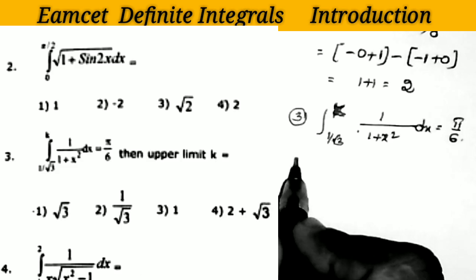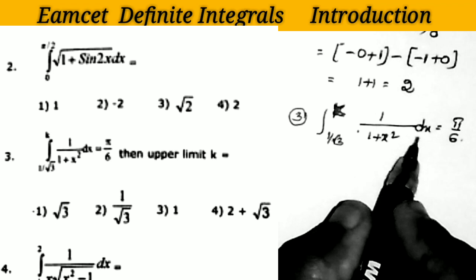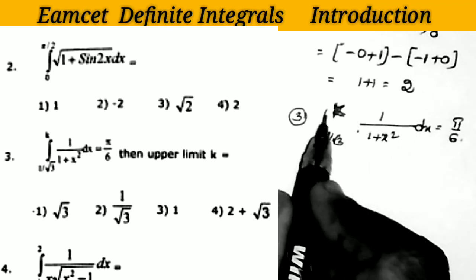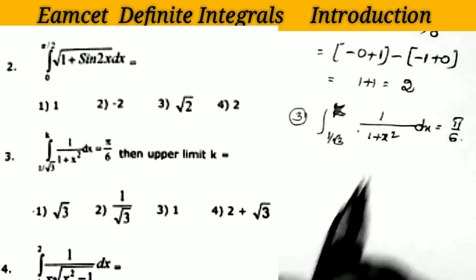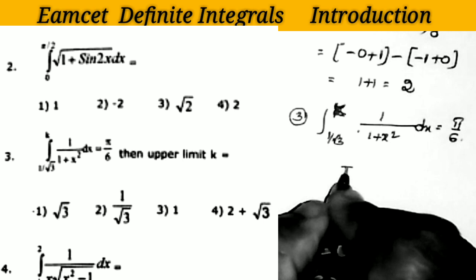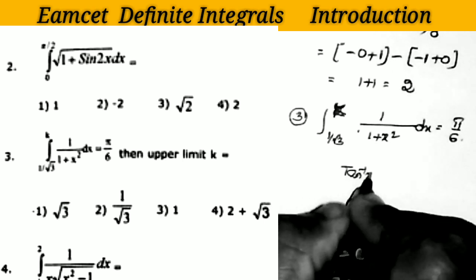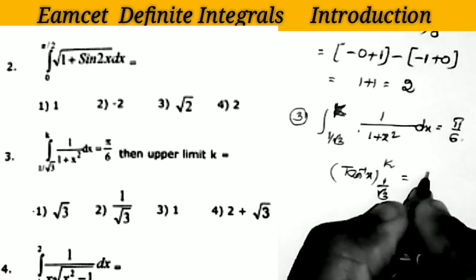Now the next question: integral from 1 by root 3 to k of 1 by 1 plus x square dx is equal to pi by 6. We have to find the k value. For that, first we take the integration of 1 by 1 plus x square. What is the integration of 1 by 1 plus x square? Tan inverse x, where the limits are 1 by root 3 to k, is equal to pi by 6.